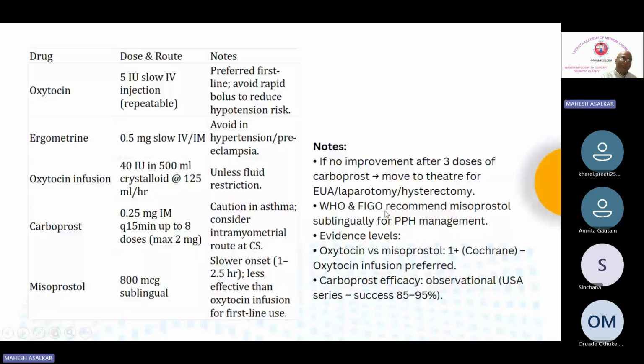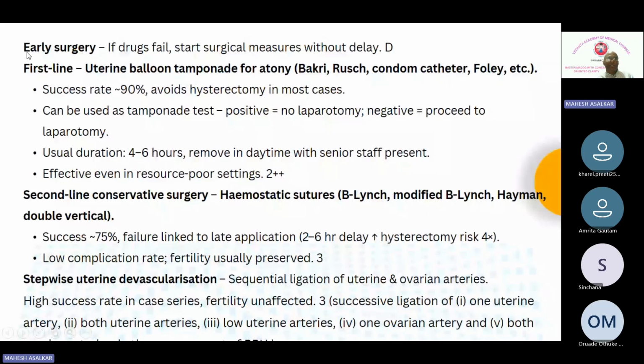So this protocol you should remember, because there will be a question on this or on the blood component. That is why I have gone into the details of the blood component. Then early surgery: if drugs fail, then we will go for surgery. The first line is a uterine balloon tamponade for atony. You can use a Bakri balloon. Success rate is 90%. Then second line conservative surgery are hemostatic sutures like B-Lynch or modified B-Lynch, etc. Details are not expected from you; you just need to select the choice. Success rate is around 75%.